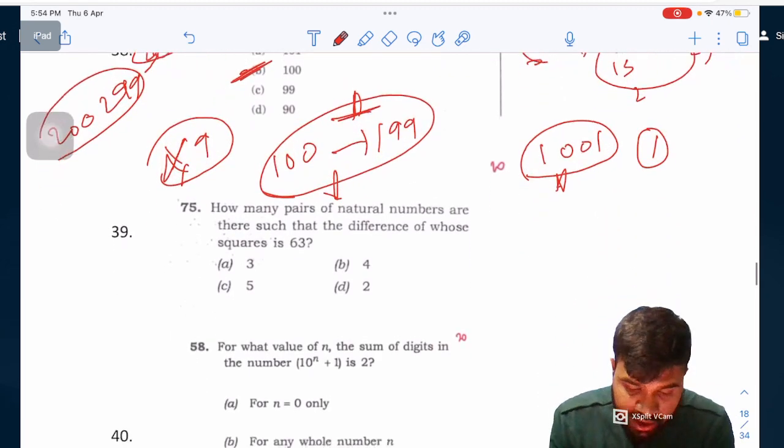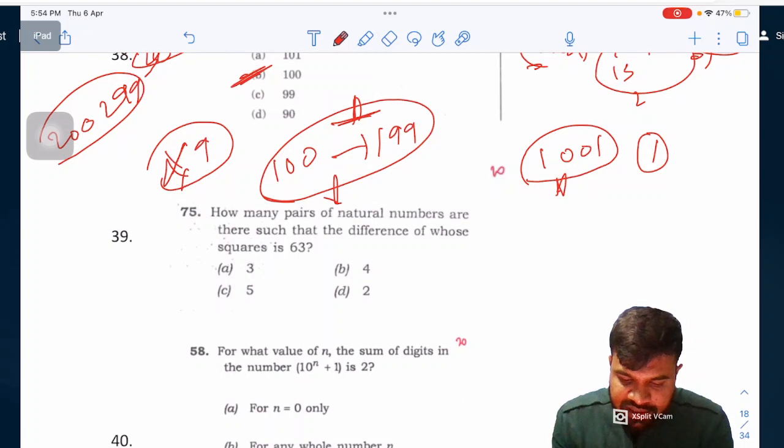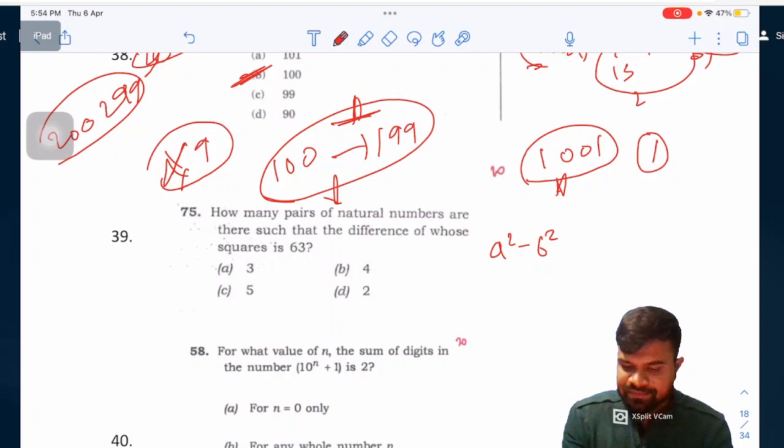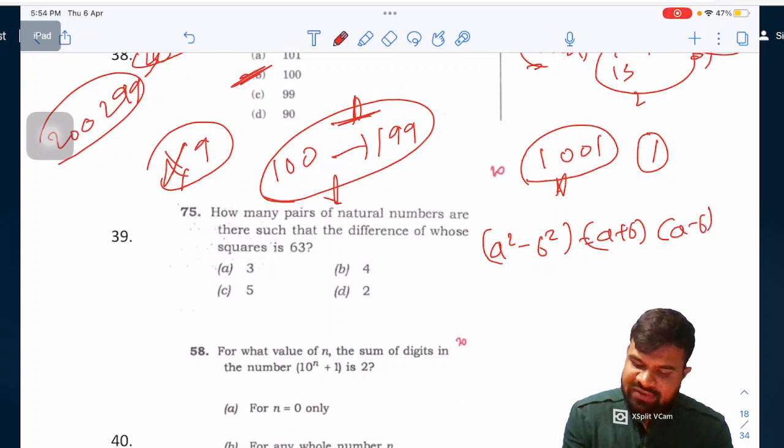How many pairs of natural numbers are there such that the difference of whose squares is 63? So see, this is the thing: A square minus B square. This is a year 2020 question. A square minus B square is A plus B into A minus B. This is an important formula of algebra that is very handy in numeracy also.